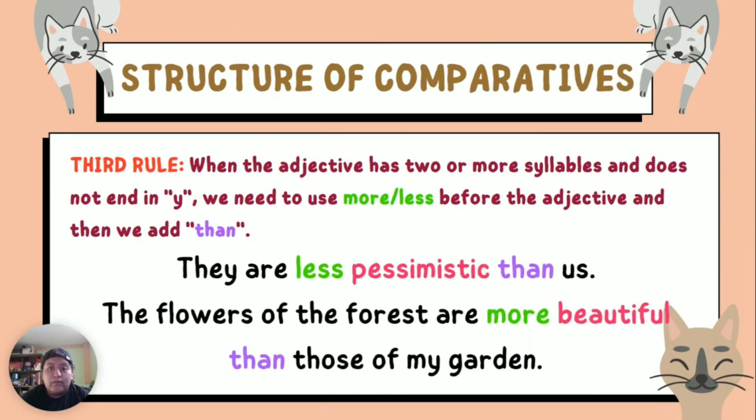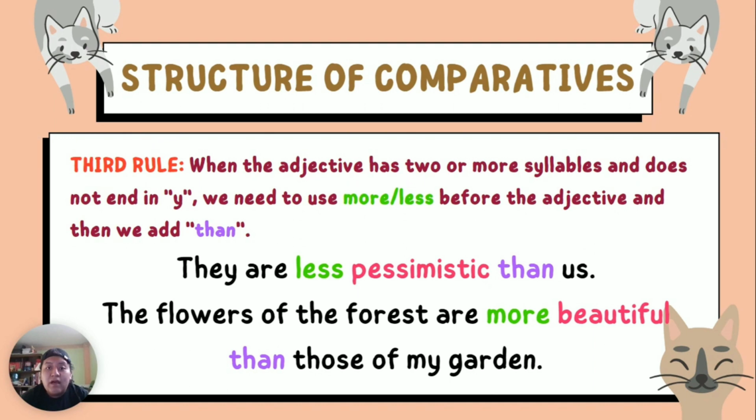Third rule. When the adjective has two or more syllables and does not end in Y, we need to use more, less before the adjective, and then we add than. For example, they are less pessimistic than us. Pessimistic is the adjective. We are using less and then than. Less pessimistic than.